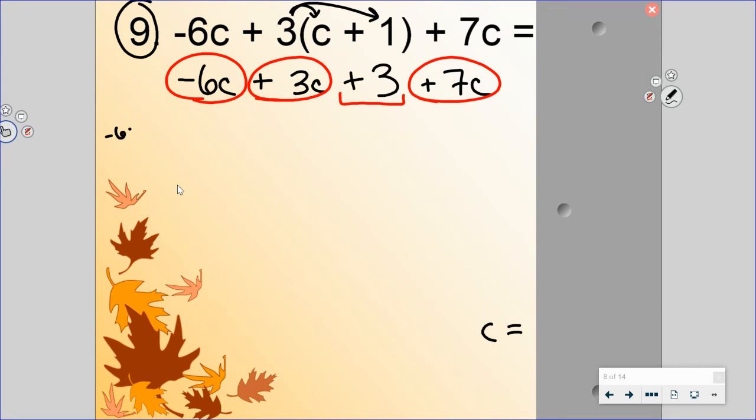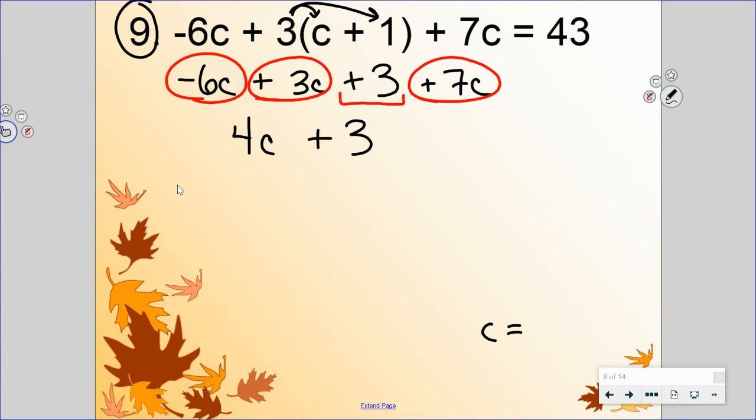So essentially what I'm doing, folks, picture that model. Some of those are going to cancel out. Some of those are going to make 0 pairs. Negative 6 plus 3 C's is negative 3 C's. Now go ahead and add 7 more C's. Hey, we can combine some like terms there. Was there anything to combine with this positive 3? No, not on that side.